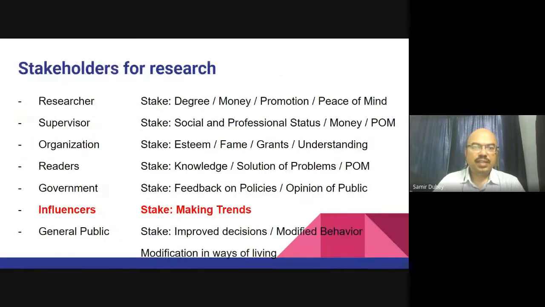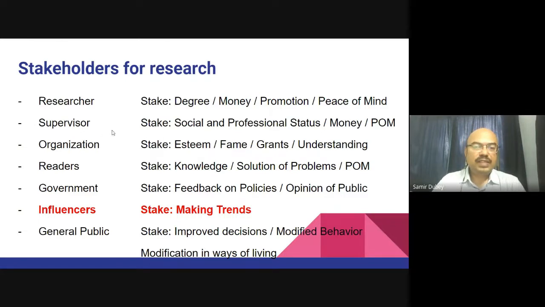Then comes the next one: who are the stakeholders for research? The researcher is the very first stakeholder, and his or her stake is in the degree. If he or she is doing the research for the sake of money, for example helping someone in writing papers, and the interested person is giving you money, then definitely money could be of interest. Promotion is definitely of interest. We are getting a certain API score, and the last one is peace of mind. If a question is disturbing you regularly and you find the answer to that question on the basis of data, facts and figures, then definitely you will get peace of mind.